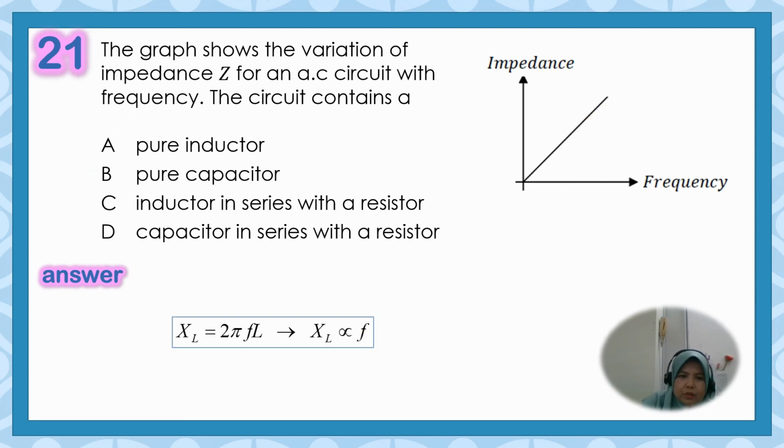For question number 21, the graph shows the variation of impedance Z for an AC circuit with frequency. The circuit contains a, okay, the second in this figure, this is impedance, which shows the graph of impedance directly proportional to the frequency. And impedance which is directly proportional to the frequency is in a pure inductor. So the answer for question number 21 is A.